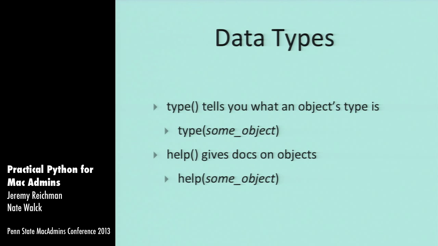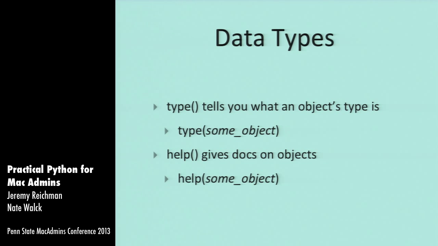When you're working with data types, it's helpful to know what type you're working with. So there's a type command that you can run at the interpreter, and if you put any sort of data inside those parentheses, you can tell what kind of object that is. So if you did type and just put the number 1 inside the parentheses, it would tell you that it's an integer. And if you put some quoted text inside, it would tell you that that is a string.